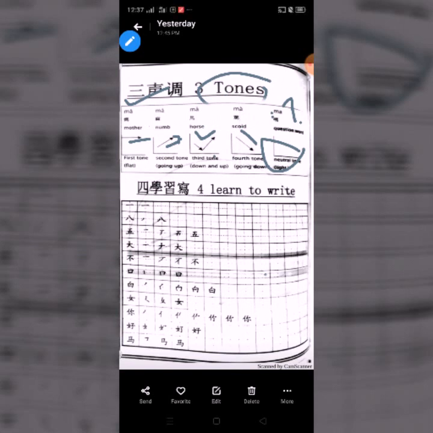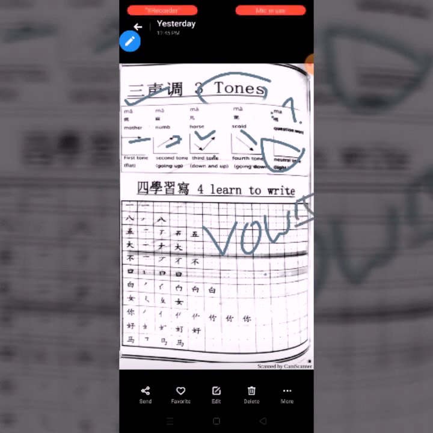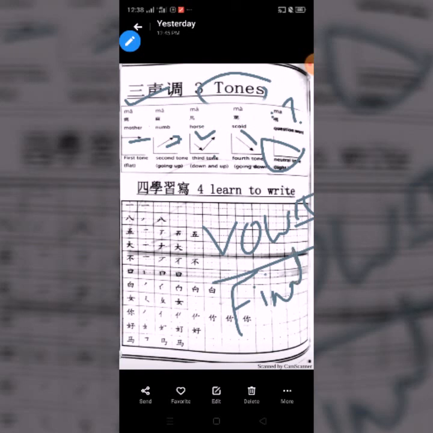Keep one thing in your mind. The tones, the Sheng Diaos, will be marked on vowels, not on consonants. That will be marked just and just on the vowels, which we call finals in Chinese. In the grammar of Chinese, they are known as the finals, where the tones will be marked on the pinyin, on the vowel.